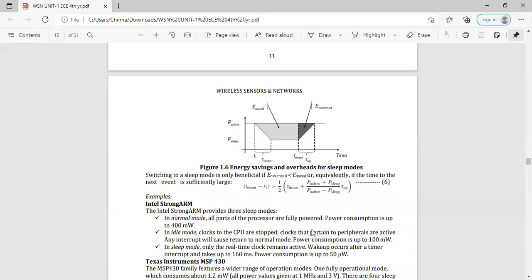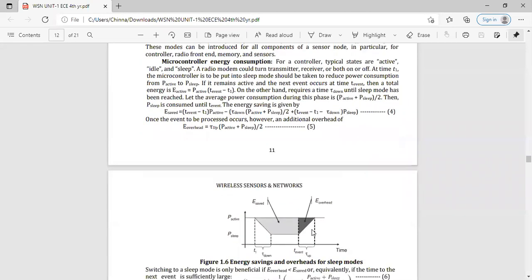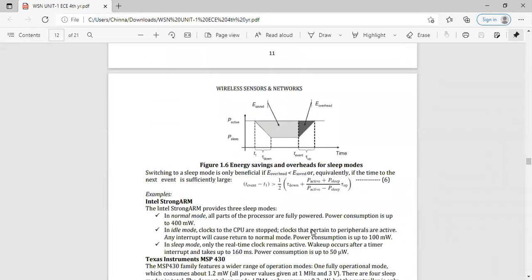Okay, this is the microcontroller. We have only three modes: sleep mode, idle mode, and active mode. Idle mode means little energy is consumed, in active mode energy is consumed, and in sleep mode the total energy is reduced. Here transmitter and receiver, both on or off, will be considered. Whenever you choose T1, that means P active to P sleep, the total energy is automatically reduced across the T sleep. Power active and power down take place like this.